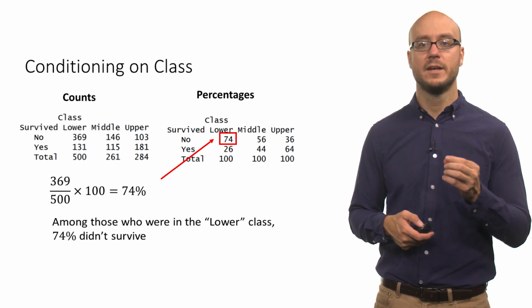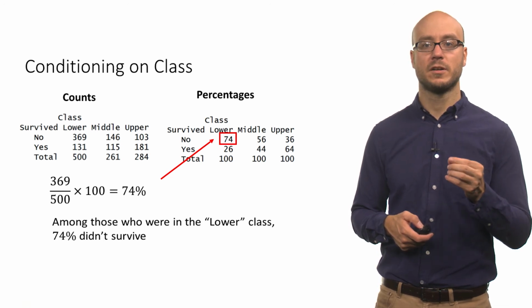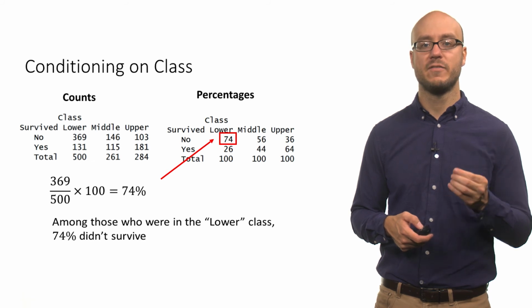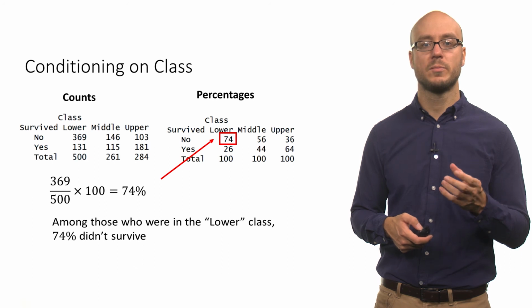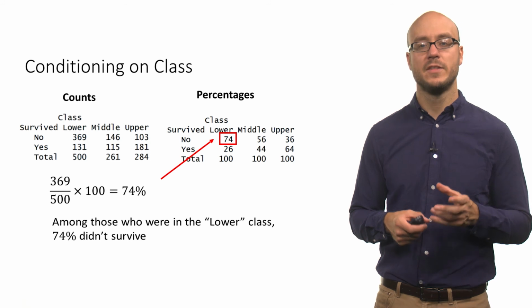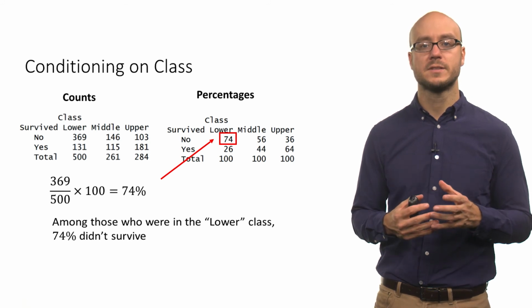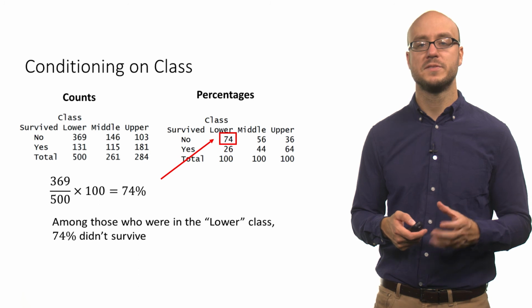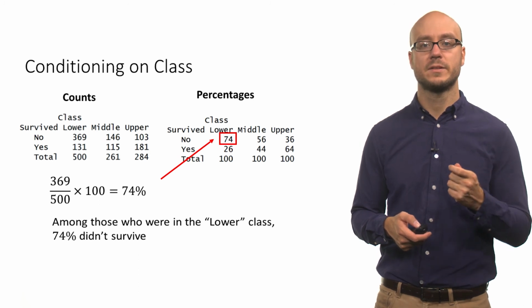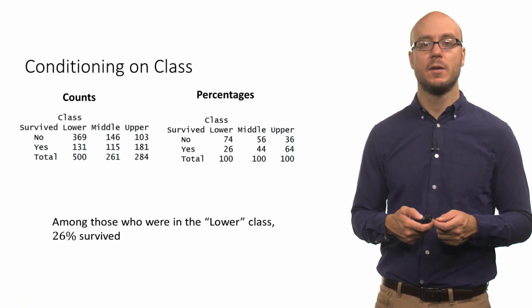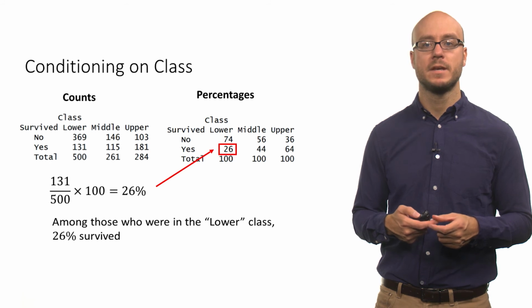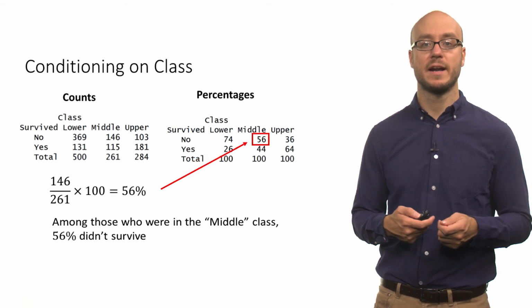We'll take the cell count for this particular combination, which is 369, and divide it by 500. That is the total number of passengers in the lower class. This tells us that among those who were in the lower class, 74% didn't survive. So conditioning on class, 74% did not survive among those in the lower class, and 26% in fact survived.